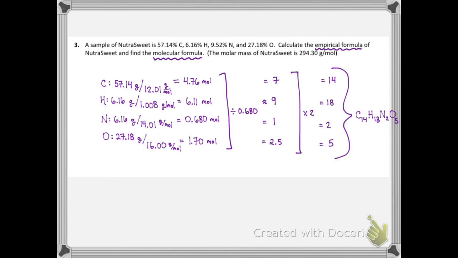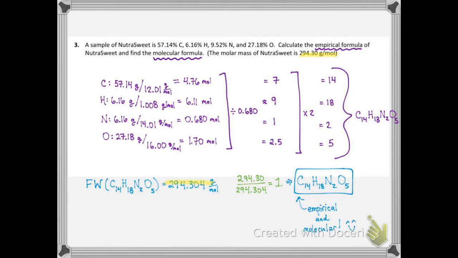So now we need to figure out, okay, that's great. What's the formula weight of the empirical formula? Did you notice when you added up all those fun masses together, you get the exact same mass as the molar mass of NutraSweet itself, which means the empirical and the molecular formula have to be the same. I mean, you can show it mathematically as well, because if you divide the formula mass of the molecular divided by the formula mass of the empirical, it's 1. And that's all you needed for number 3.